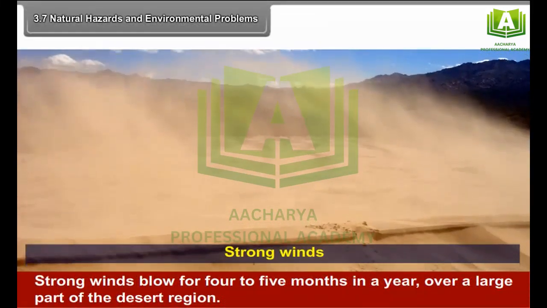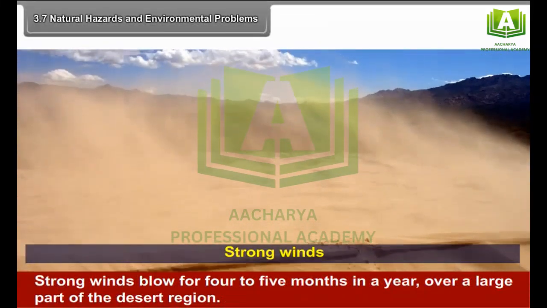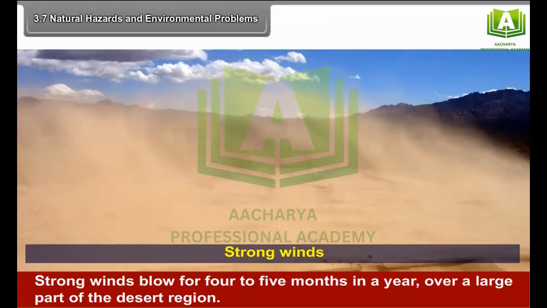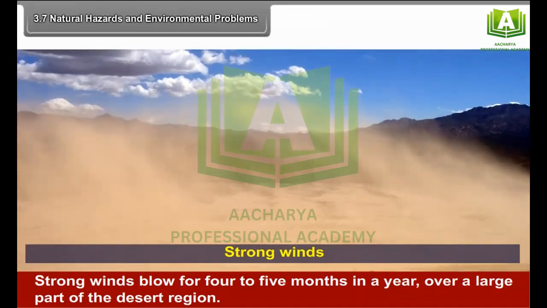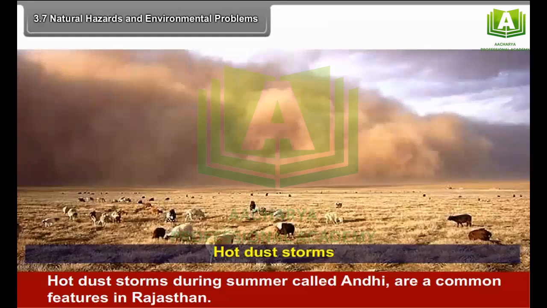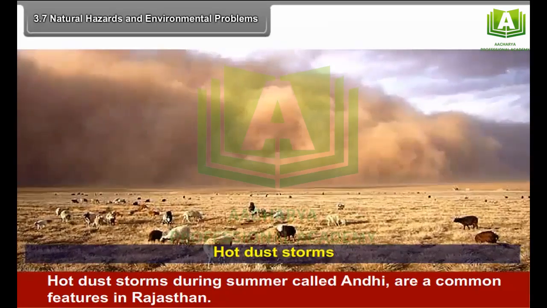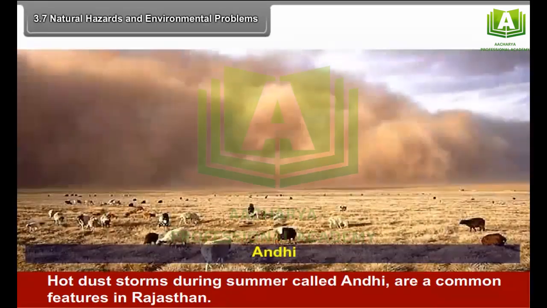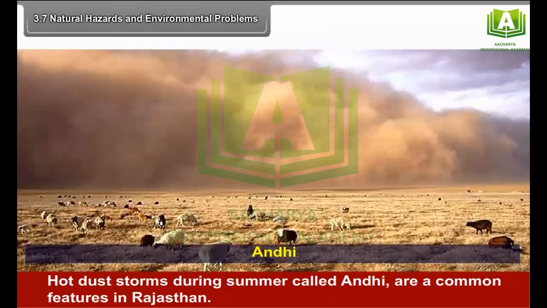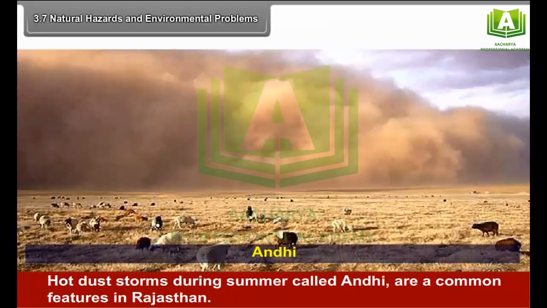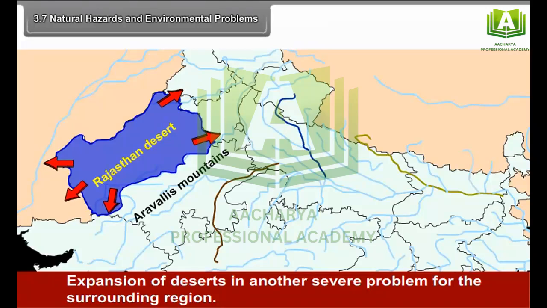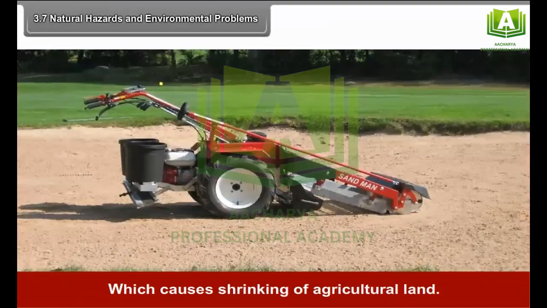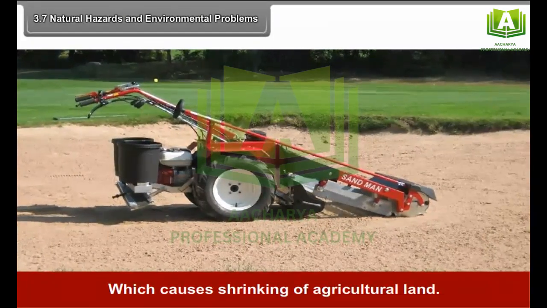Strong winds blow for 4 to 5 months in a year over a large part of the desert region. Hot dust storms during summer called Andhi are a common feature in Rajasthan. Expansion of deserts is another severe problem for the surrounding region, which causes shrinking of agricultural land.